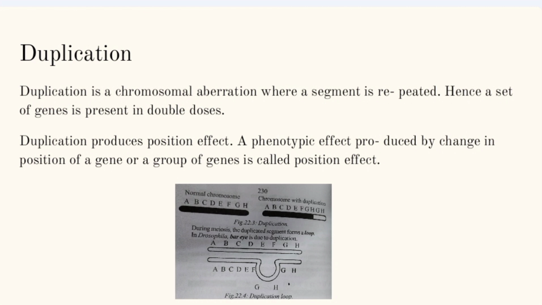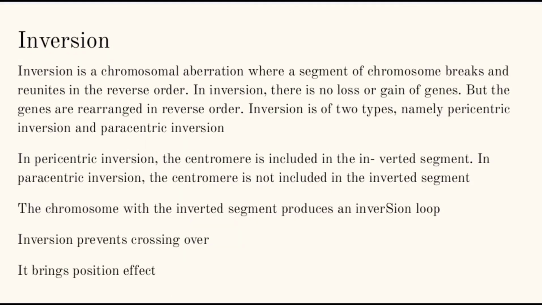Duplication. Duplication is a chromosomal aberration where a segment is repeated. Hence, a set of genes is present in double doses. Duplication produces position effect. A phenotypic effect produced by change in position of a gene or a group of genes is called position effect.